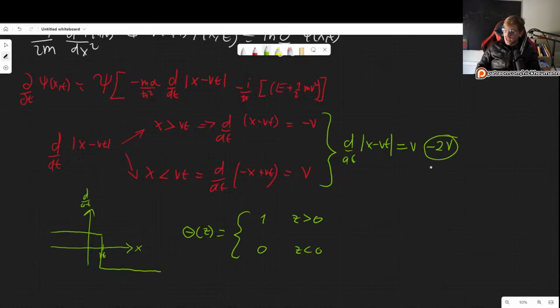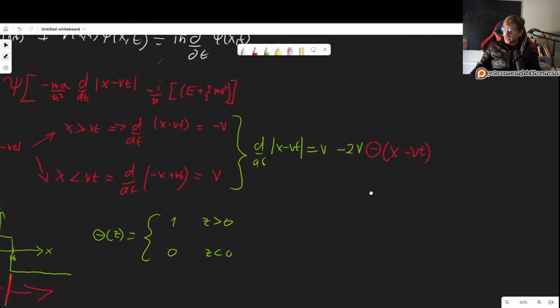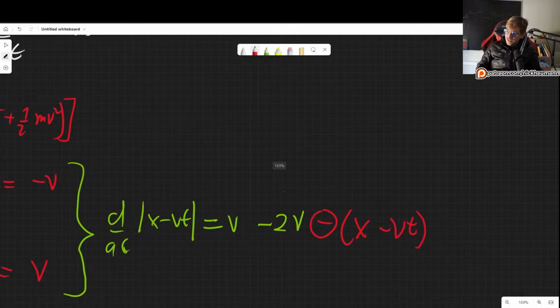But this isn't at all points. This is only once our condition is met. This is only once we have surpassed this point right here. Right? It is only on this side, not on this side. So we need the step function to tell us when to turn this on. By writing it like this, it has a value of 0 unless x is greater than vt, and in that case, it has a value of 1.